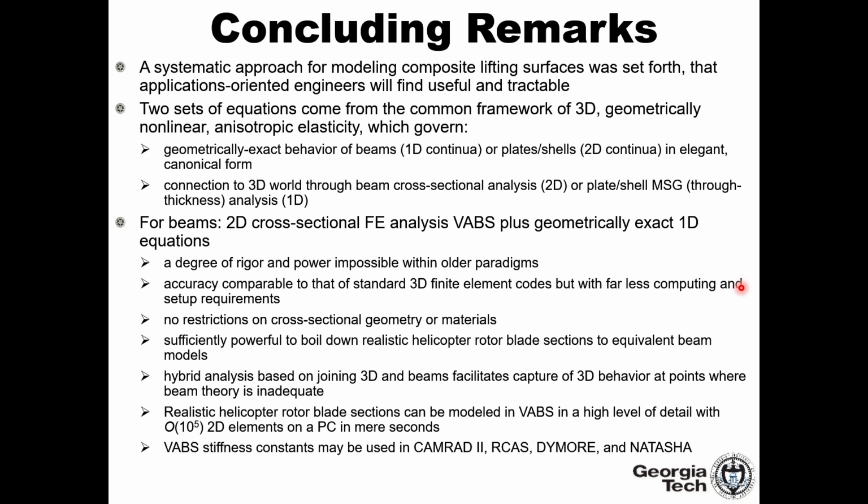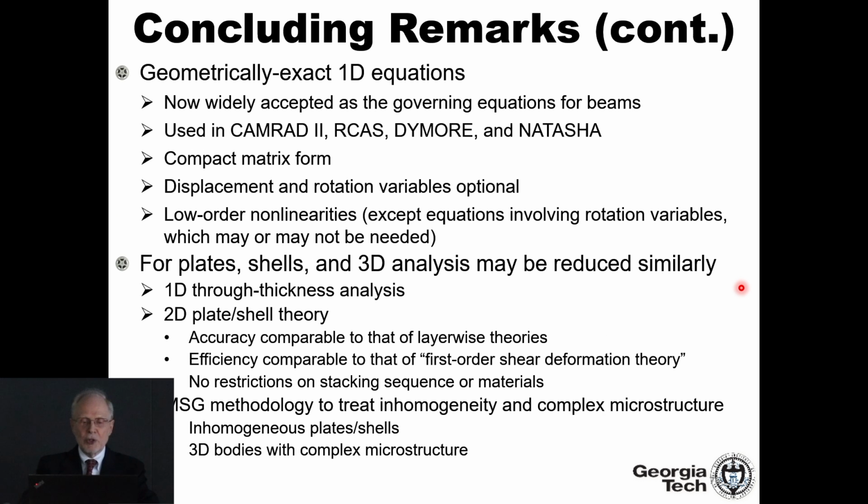We can also create a sort of hybrid analysis based on joining together 3D with beam models if we need the extra accuracy in certain places. And we get the geometrically exact 1D equations. I said very little about that, but it is a very important thing to have geometrically exact equations. That way you don't have to worry about keeping track of the orders of magnitude of all the terms like we did in the old days with so-called ordering schemes.